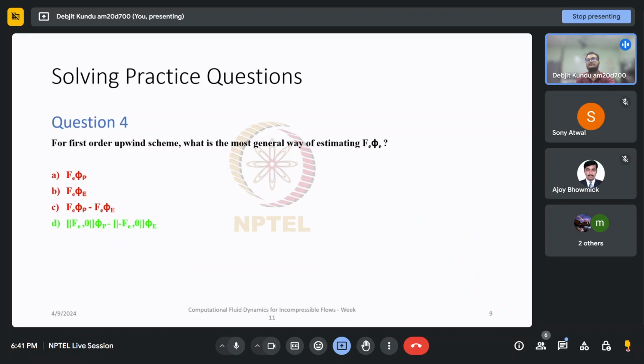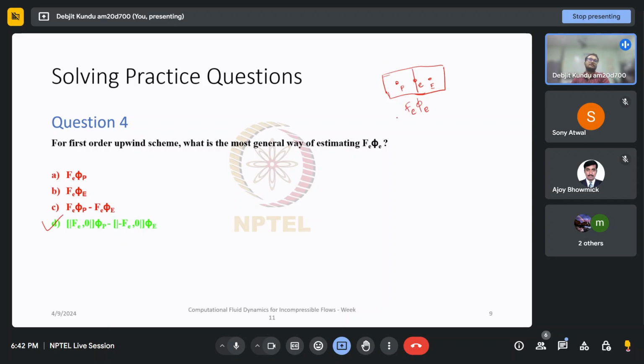Okay, so let's have a look at the solution. It is actually option D. So this is something which we discussed in the last question. So I'll again draw the same thing. I have P, E, and W here, and let's say we are trying to find out small e. So this W is also not required. So this is our grid. Now Fe phi E has to be determined.